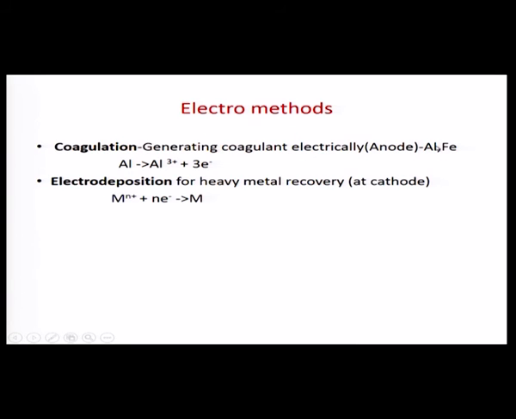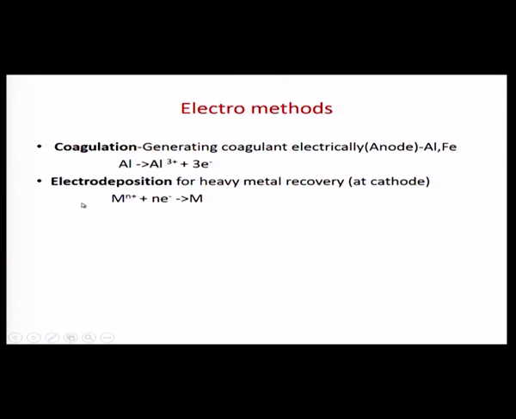For example, if you select an aluminum or iron electrode and make it an anode, what happens is that if you pass current, the anode material will undergo dissolution. Aluminum metal or iron metal will go into the solution generating aluminum 3+ ion. This aluminum 3+ ion will undergo hydrolysis immediately at the prevailing condition and form aluminum hydroxide or ferric hydroxide coagulant, and all the impurities present in water or wastewater are removed here. So, this is an instantaneous generation of reagent, namely Al3+ or Fe3+.